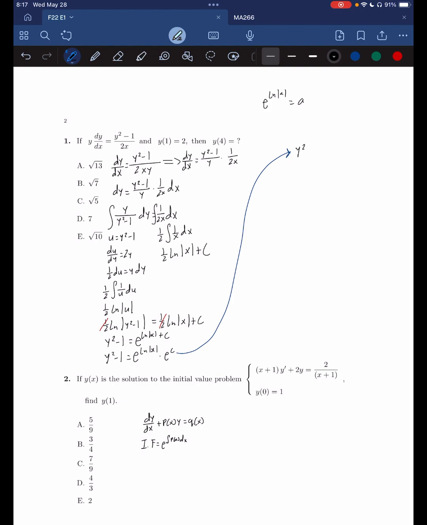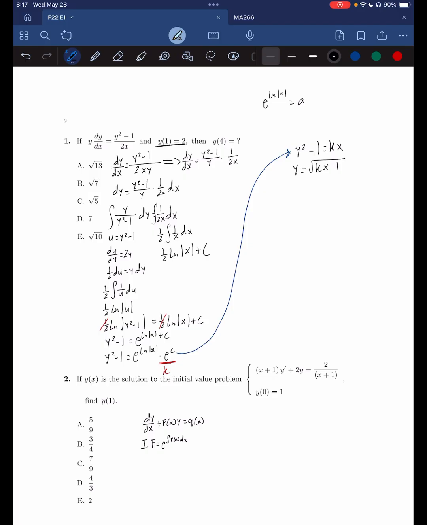What do you have? You have y squared minus 1. e to the ln x is just going to be x. And I'm going to call this new constant here k. So you can effectively say this is kx. y is equal to the square root of kx plus 1. So this is our implicit solution.